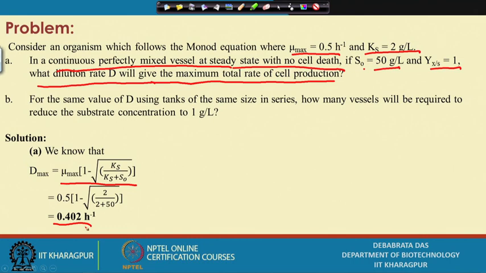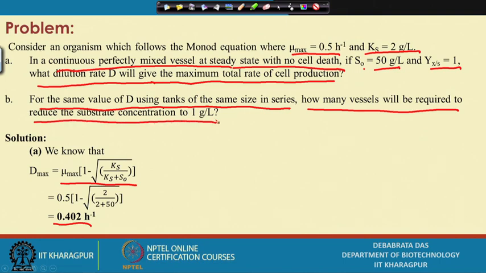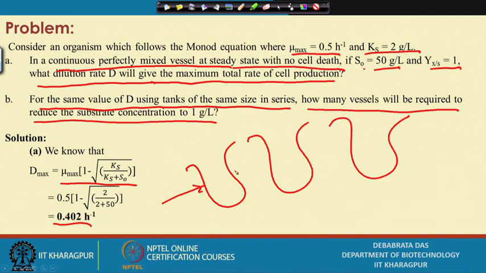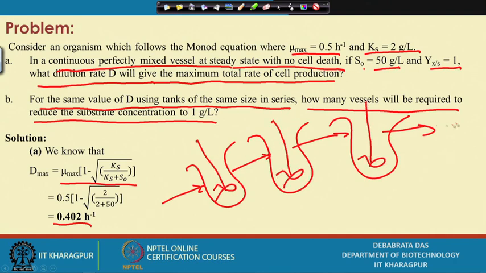Now, the question comes in the second part. For the same value of D, using tanks of the same size in series, how many vessels will be required to reduce the substrate concentration to 1 gram per liter? That means you have multiple tanks, am I right? So, this is connected like this, all are continuously stirred tank reactors like this. So, this is the number of reactors.